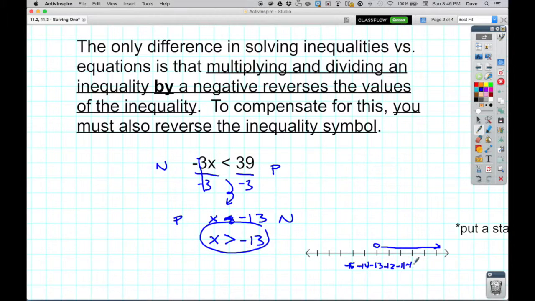Like let's try negative 10 right here. If I plug in negative 10 into the original problem, negative 3 times negative 10 is positive 30, and 30 is less than 39. If I try 0, 0 would be way over here. Negative 3 times 0 is 0, which is less than 39. And so because I counteracted this flip-flopping change by changing the inequality symbol, everything still remains correct. All right? So here it's just a matter of remembering this one special situation for inequalities.